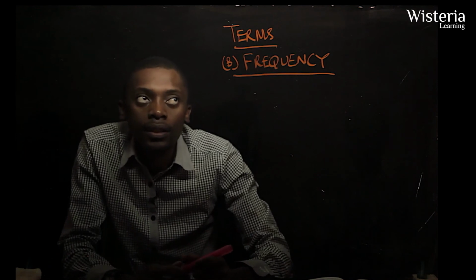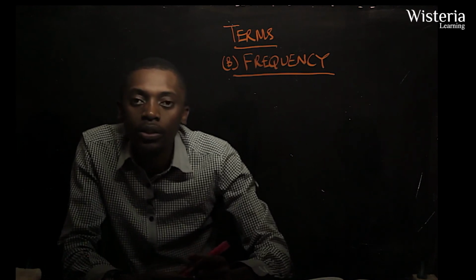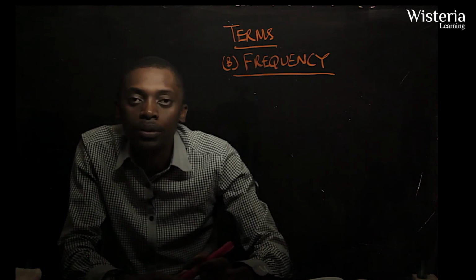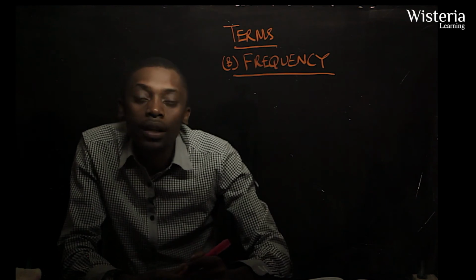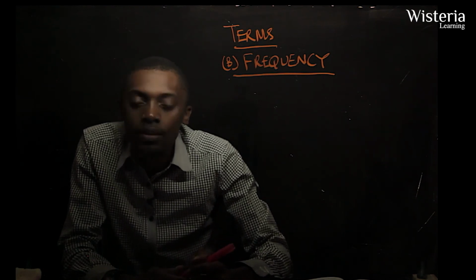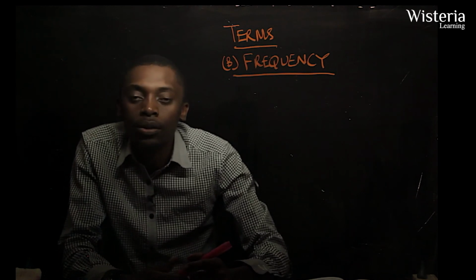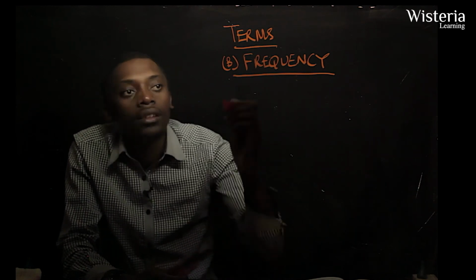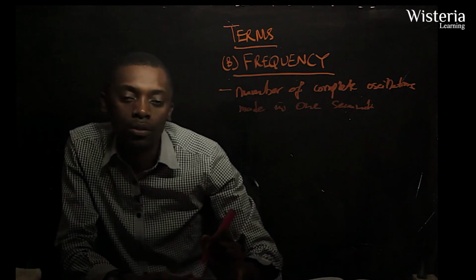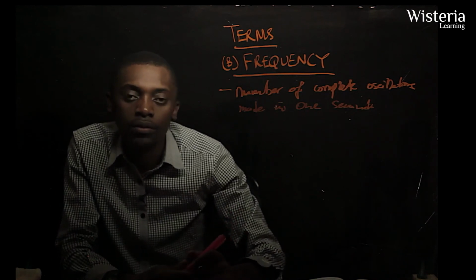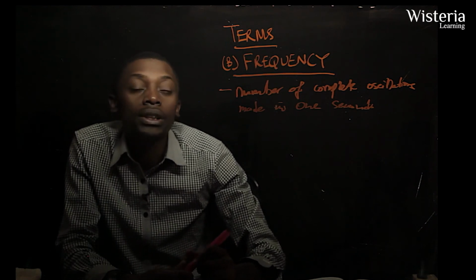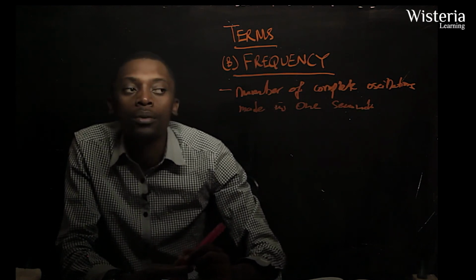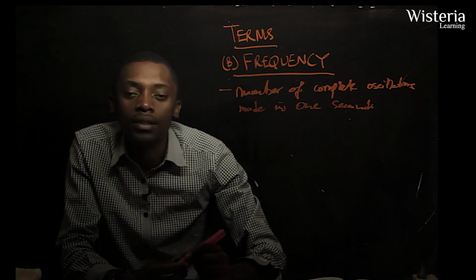Frequency is yet another term that we usually use when we talk about the period of a pendulum, or rather a simple pendulum. Frequency is the number of complete oscillations that the bulb makes in only 1 second. So by definition, the frequency of a pendulum is the number of complete oscillations that the bulb makes in only 1 second.